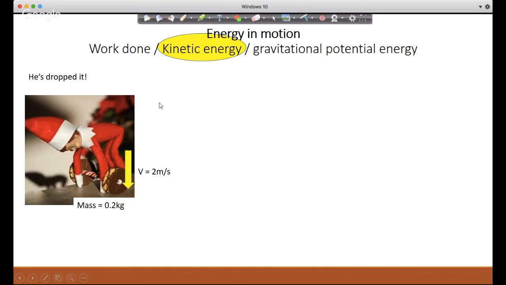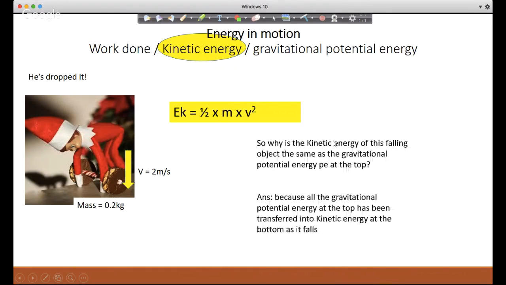In this case, he has dropped his dumbbells, and the gravitational potential energy at the top will turn into the kinetic energy at the bottom. The kinetic energy of this falling object is the same as the gravitational potential energy at the top. That's because, again, of the transfer of energy: all the gravitational potential energy at the top has turned into the kinetic energy at the bottom as it falls. So there's been a transfer of energy as it's fallen down.